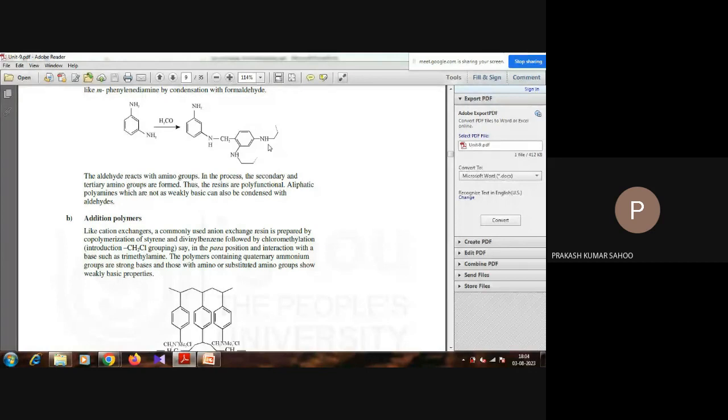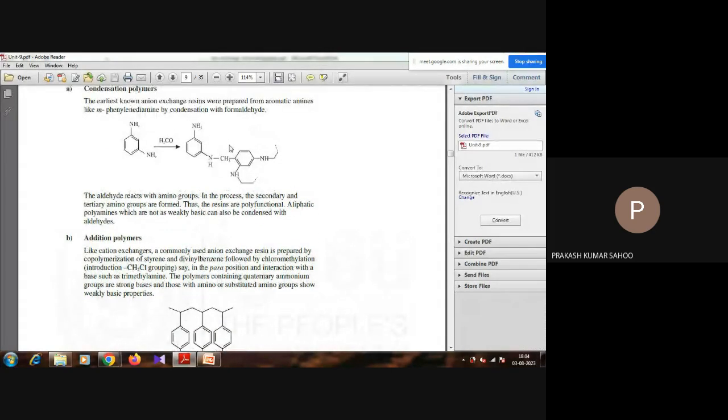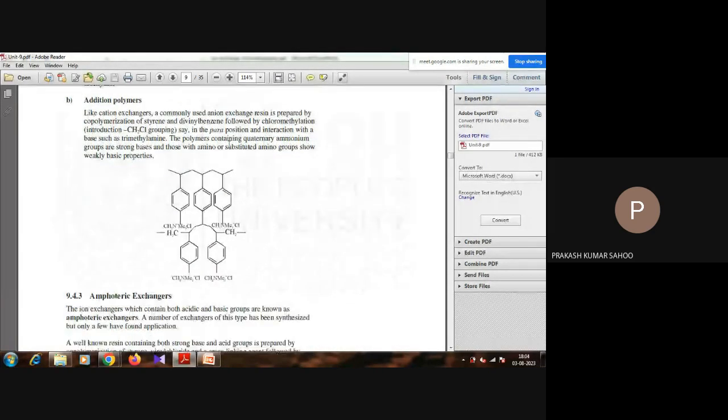So here we are able to synthesize different types of amines. Like this nitrogen is your secondary amine. This is your secondary amine. This is your secondary amine. This is your primary amine. So through this condensation polymerization, we can prepare or synthesize this type of ion exchangers.